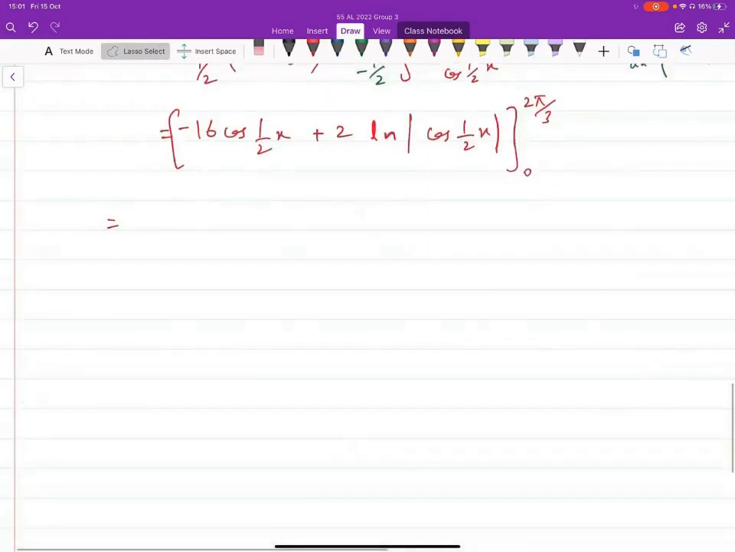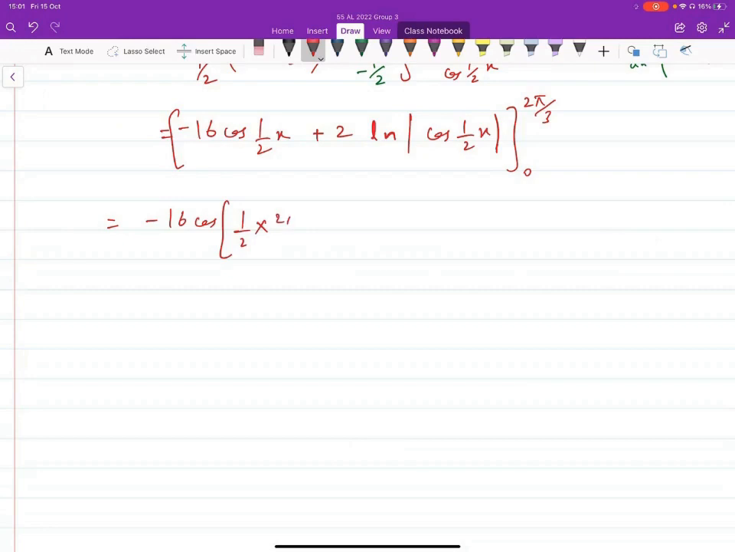Okay, so what do we get? We have minus 16 cos of half into 2 pi over 3, plus 2 ln of cos of half into 2 pi over 3. And then we input 0.